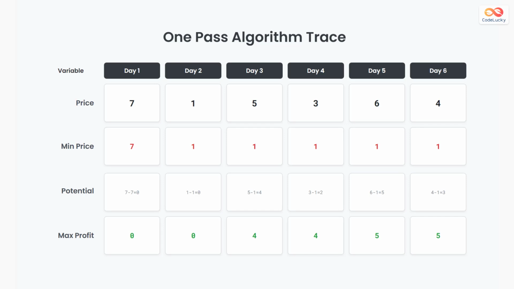Let's trace this efficient algorithm. We start with a large minimum value. On day 1, 7 becomes our minimum. On day 2, 1 is lower, so 1 becomes the new minimum. On day 3, the price is 5. 5 minus 1 is 4, so our max profit is 4. We continue this process, updating the max profit whenever we find a better selling opportunity.